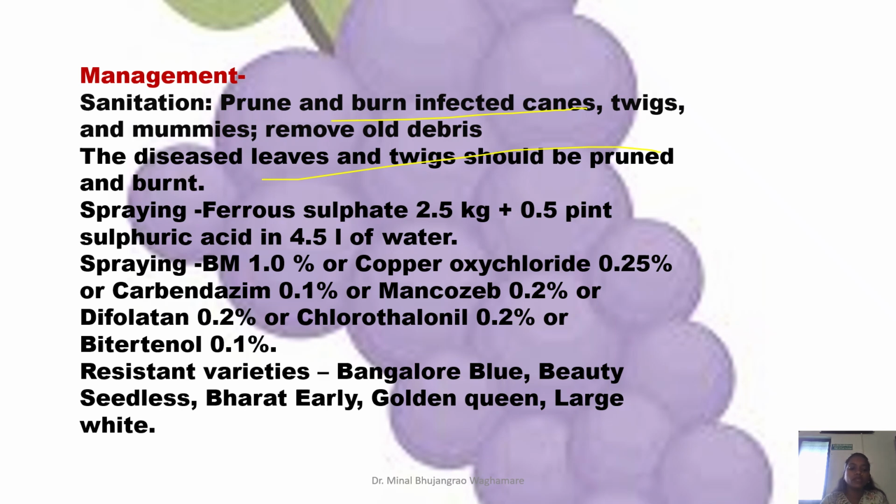We can do some spraying of the sulfuric acid and ferrous sulfate in water, and we can also go for the spray of copper oxychloride, mancozeb, carbendazim. Some resistant varieties such as Bangalore Blue, Beauty Seedless, Bharat Early, Golden Queen and Lark White can be used.